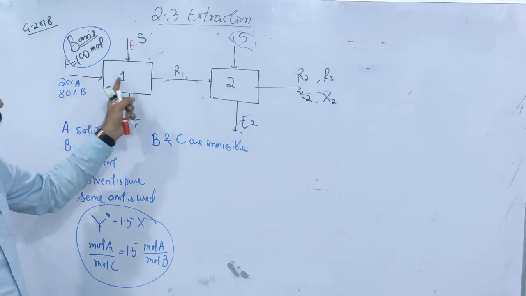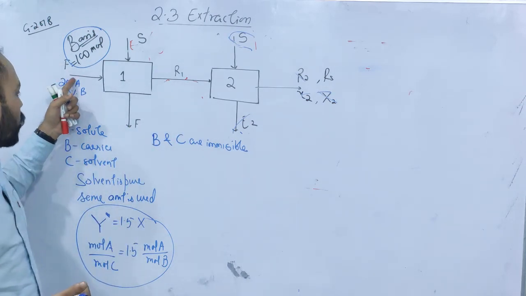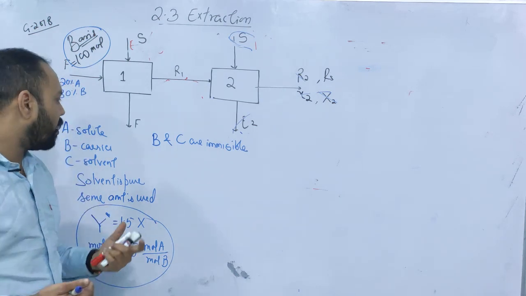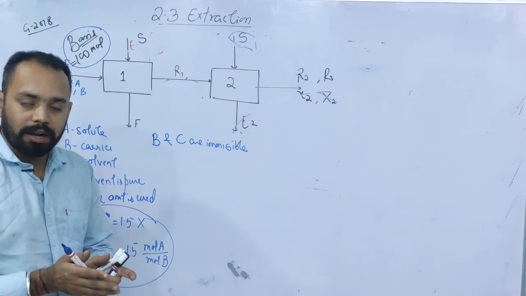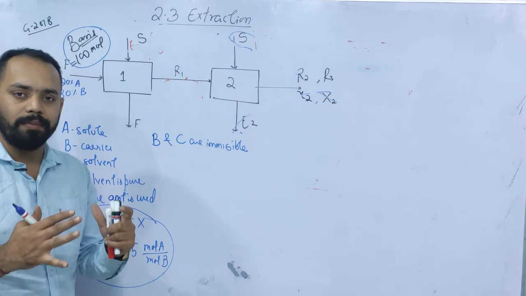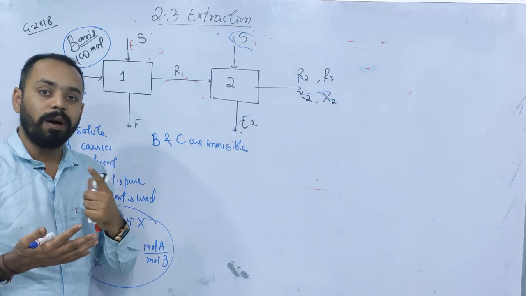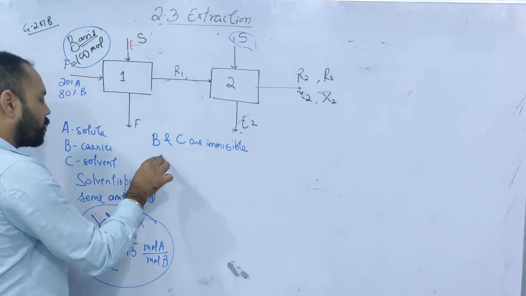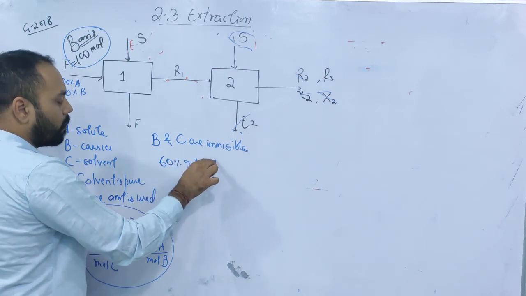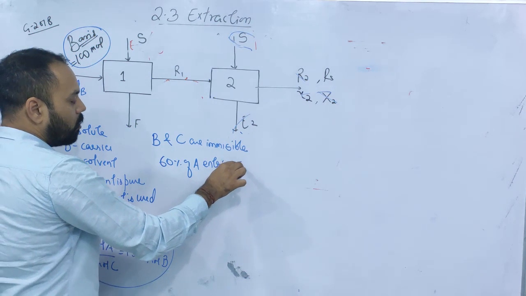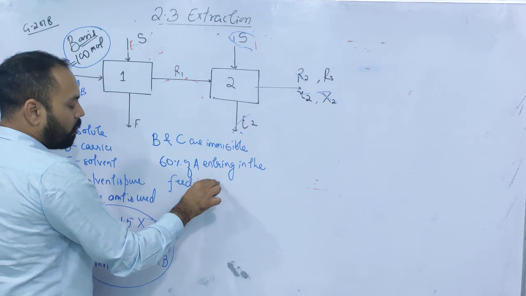It means that each and every stream will have only two components. The raffinate will have solute A and carrier B, and the extract will have solute A and the solvent C. So no need to use the triangular diagram for this problem. I explained that the triangular diagram is used in case the carrier and the solvent are partially miscible. Also it is given that 60% of A entering in the feed is extracted in stage 1.